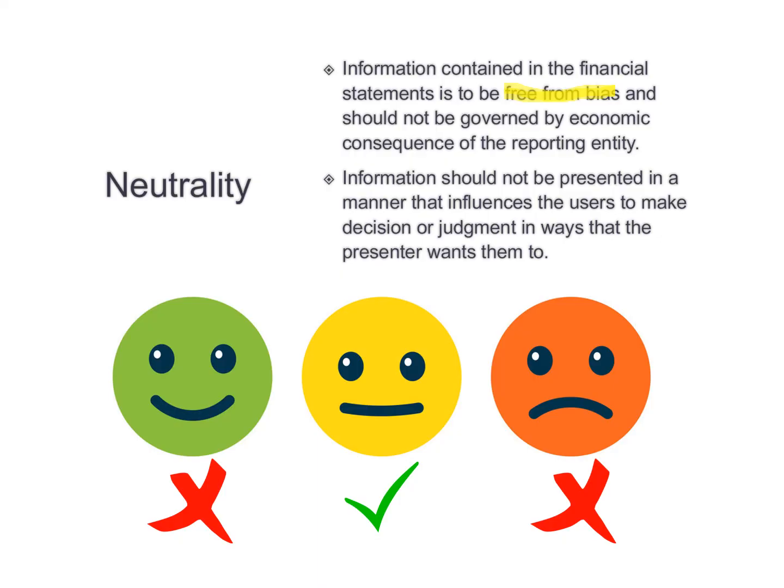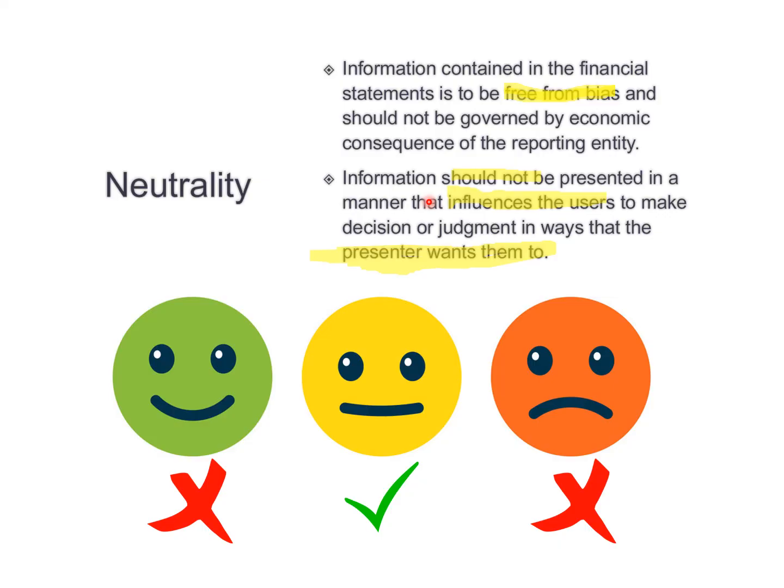The information should not be presented in a manner that influences the user to make a decision in the way that the presenter wants them to. Apa maksud dia? Bila kita disclose accounting information dalam financial statement tu, kita tak boleh bias. Macam mana bias tu? Bias tu adalah disclose information yang macam berat sebelah untuk influence decision maker. Decision orang yang akan buat tu.